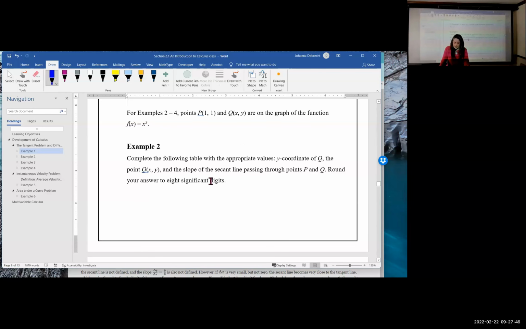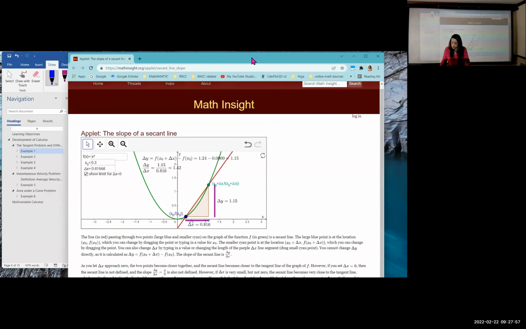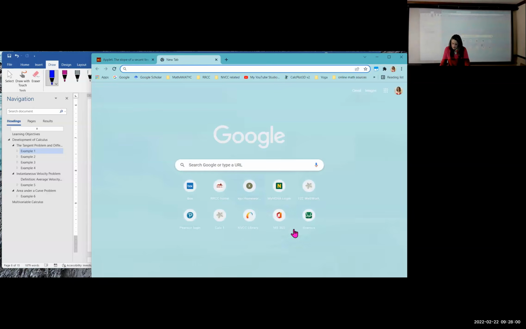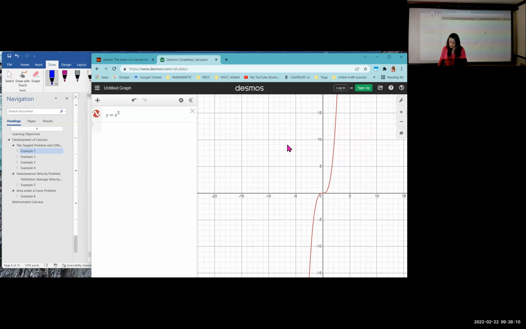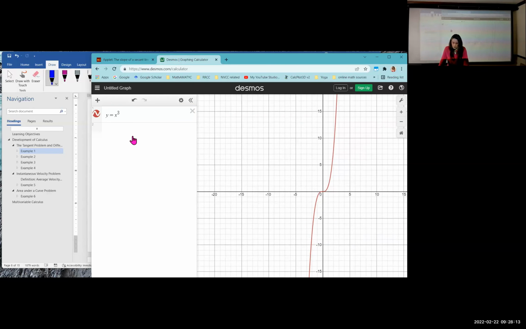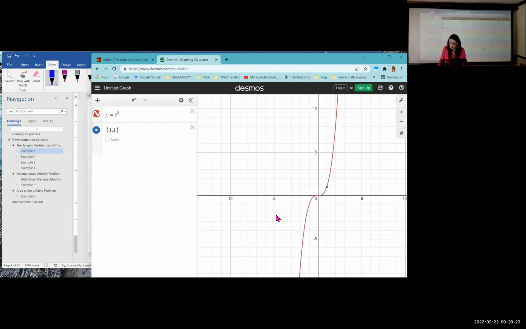Now for the next 3 examples, we want to use the point 1, 1 and another point Q on the graph of x cubed. So when we think about the graph of x cubed, we can put up Desmos real fast. There's the graph of x cubed, and we know that 1, 1, of course, is a point on it. So there's the point 1, 1, and we're looking at the graph of x cubed right there.